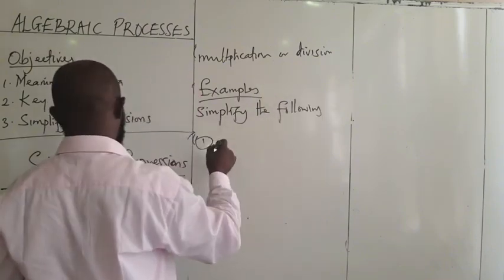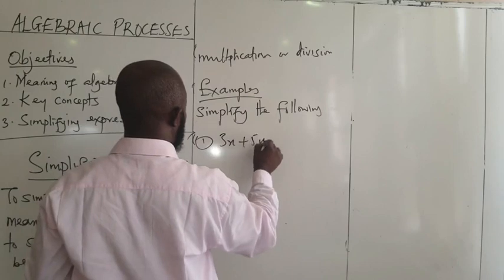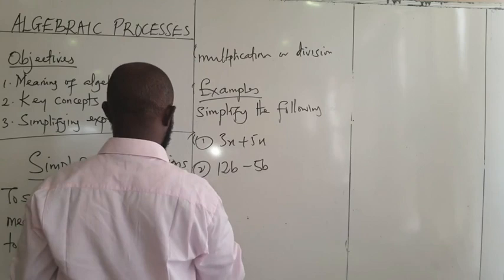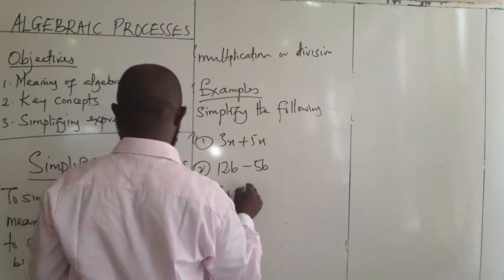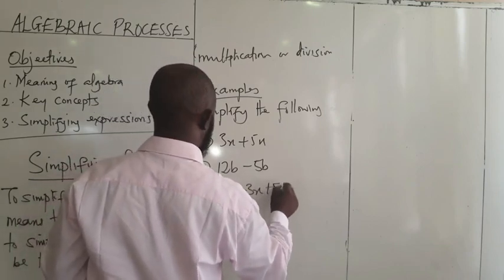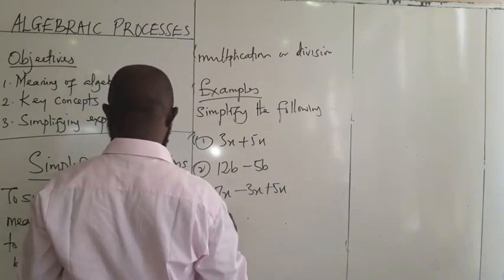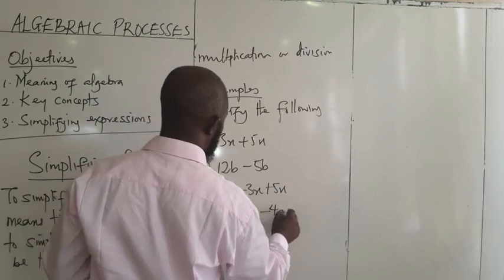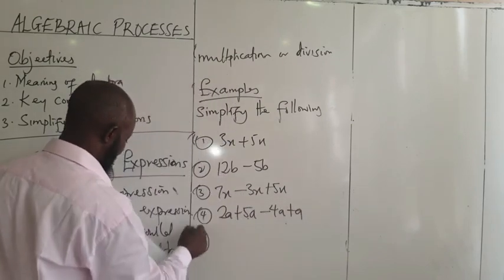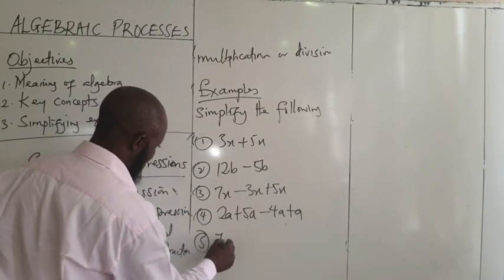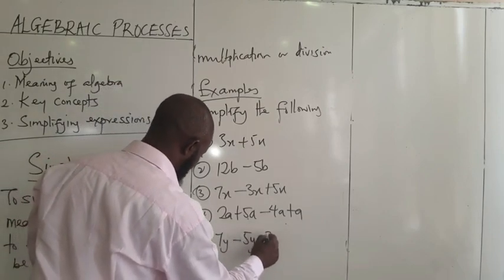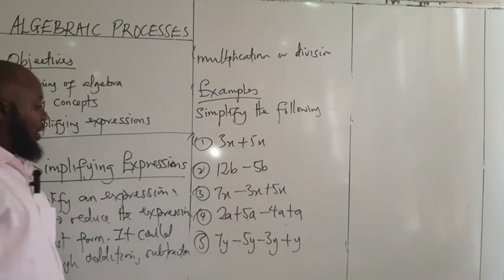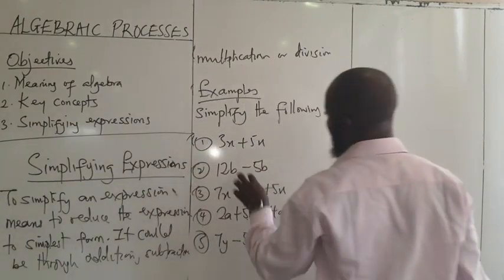The first one, 3x plus 5x. 2, 12b minus 5b. 3, 7x minus 3x plus 5x. 4, 2a plus 5a minus 4a plus a. Then the fifth one, 7y minus 5y minus 3y plus y. So let's look at this. We have to simplify these. We want to reduce them. It's too long.